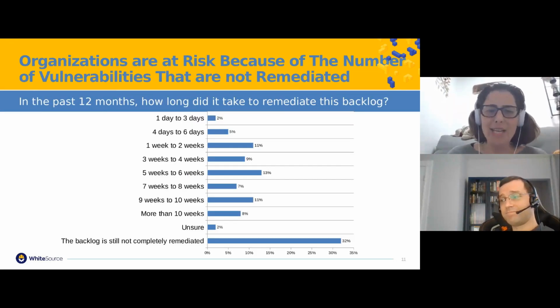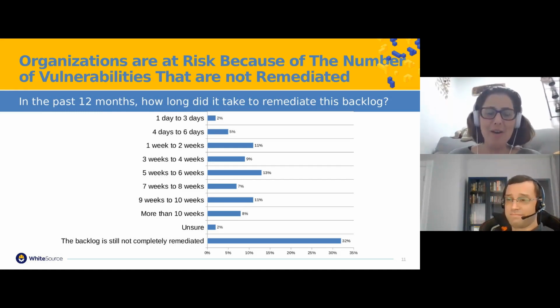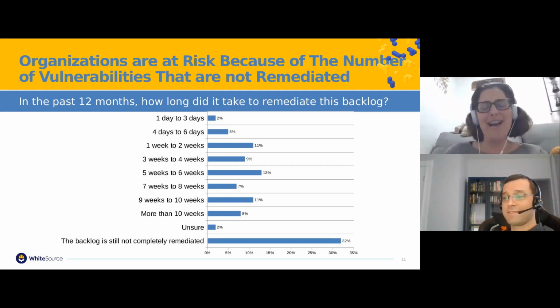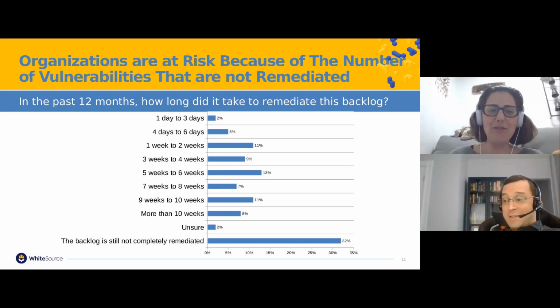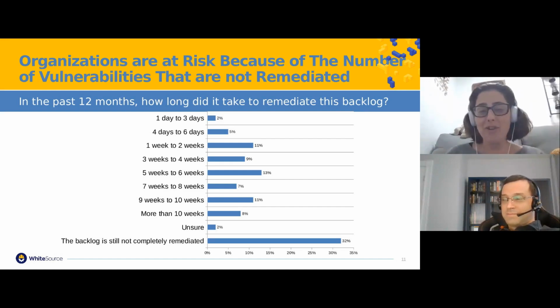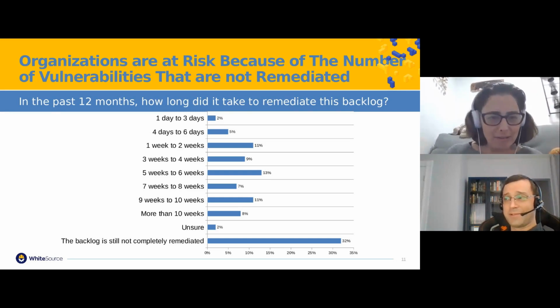Okay, understood. So if we ask about the security debt, about how long does it take to remediate all this backlog, for how long does it stay? I think this one, I don't know if it's shocking, but at least it's concerning. It shows that about 1/3 of the organizations never completely remediate the entire backlog. They always have a security debt. And if I'm looking at the median here, it's about 9 weeks, more or less.